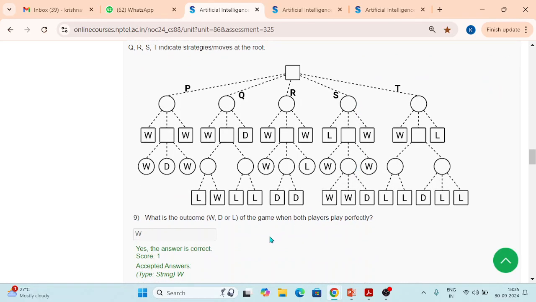What is asked is, what is the outcome of the game when both players play perfectly? When both players play perfectly, the maximum node will always take the action that benefits it, which is the maximizer.